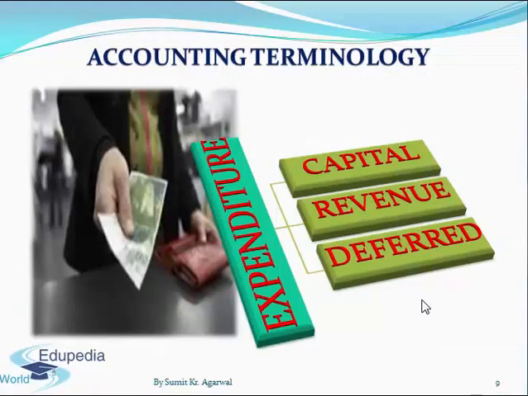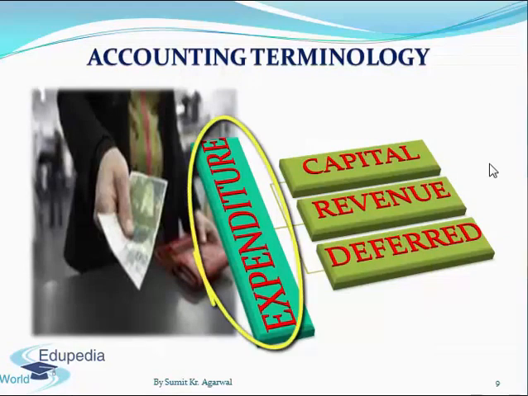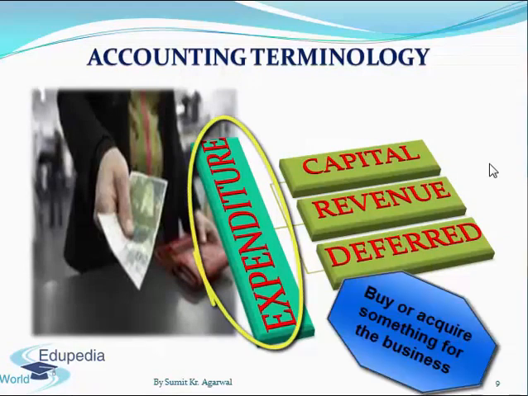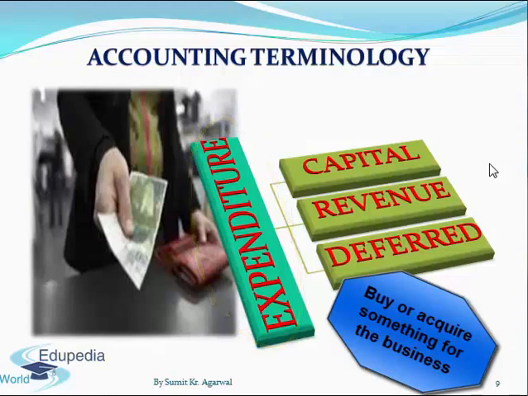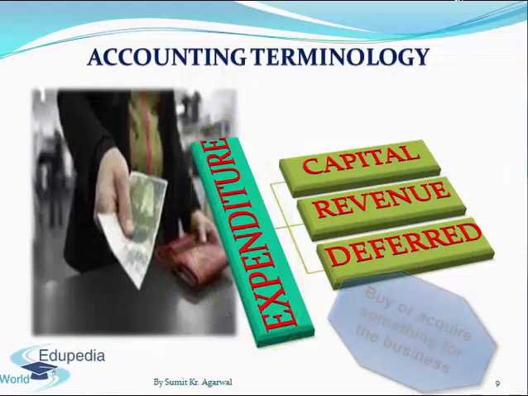Now let's understand what is expenditure. Expenditure takes place when we buy something for the business or when we acquire something for the business, when we pay or when we need to pay out of the business money. For example, if we buy machines for the business, if we buy furniture for the business, or when we pay salaries to our workers, all these are expenditure. There are basically three types of expenditure: capital, revenue, and deferred.